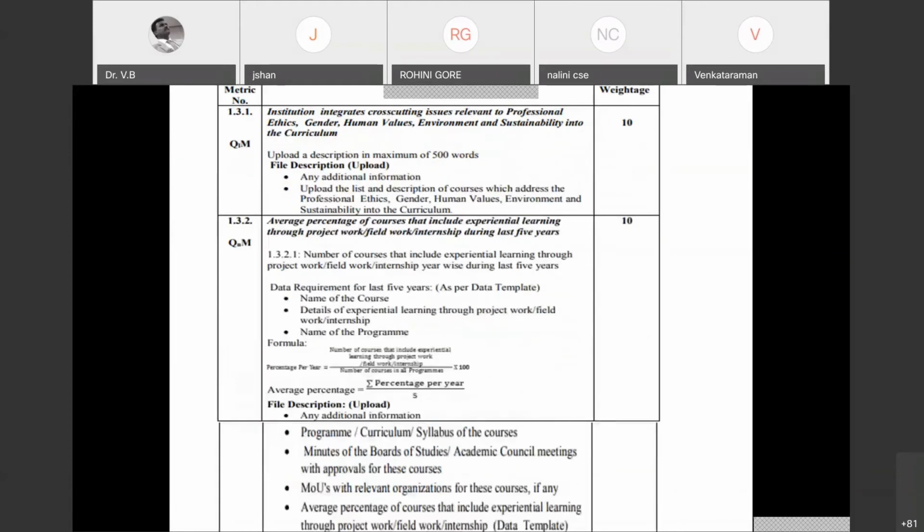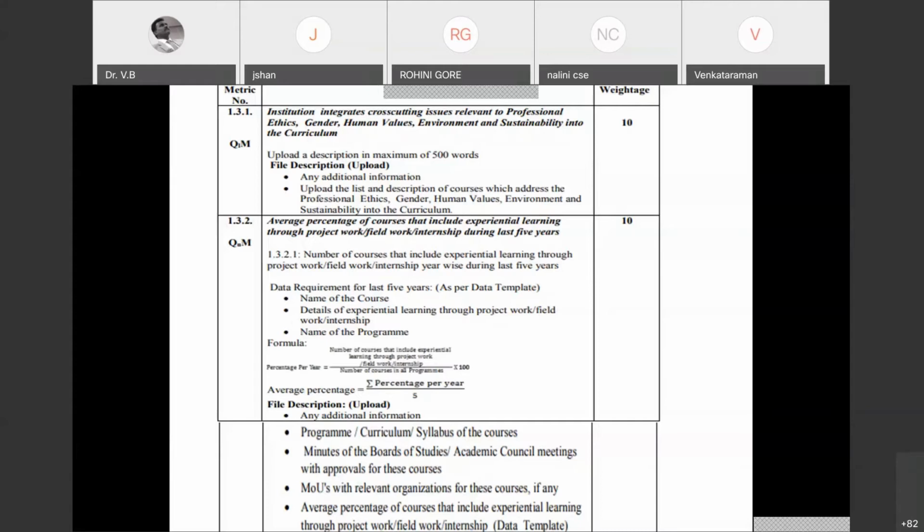Now coming on to the next metric, 1.3.1, it is a qualitative, QL. So institution integrates cross-cutting issues relevant to professional ethics, gender, human values. It is descriptive, and here the supporting document which you can upload is the list and description of courses. So if you are an affiliated college, then a syllabus book would be fine. Once they click on the link, it should directly land on that page of the syllabus book, on that page of the PDF document in which the course related to professional ethics is printed.